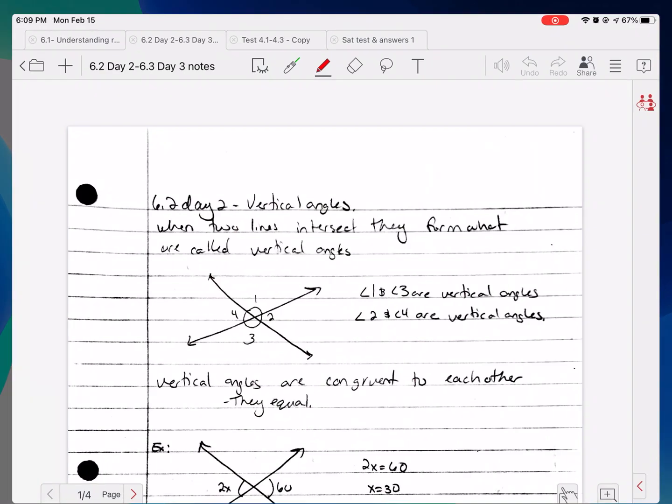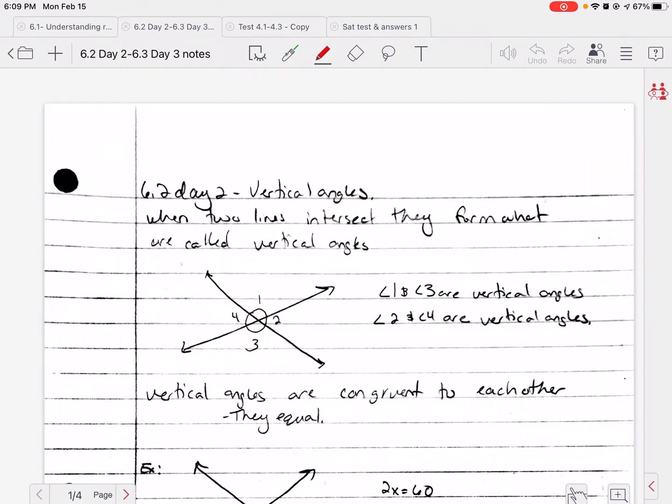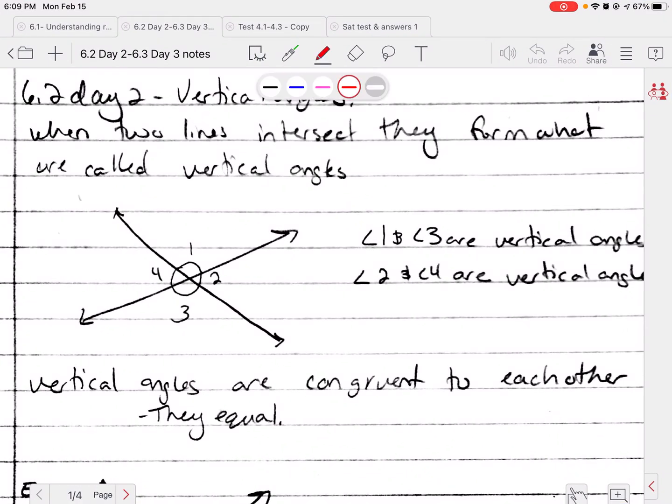Hi guys, welcome back. We're going to continue talking about different types of angles. So our type of angles today are what we call vertical angles. Vertical angles are formed when two lines are drawn. Like this, we have our two lines and they form an X. Then we get the creation of four angles. So we get angle 1, 2, 3, and 4.